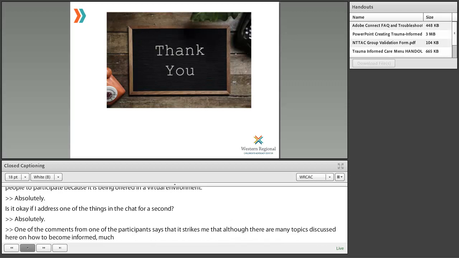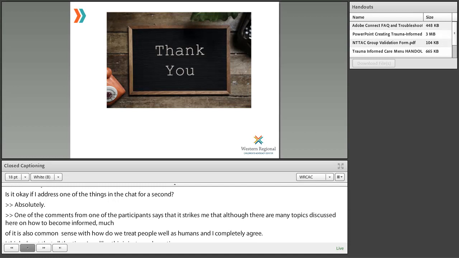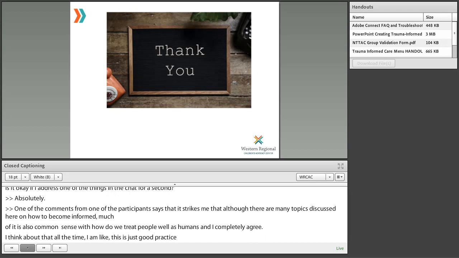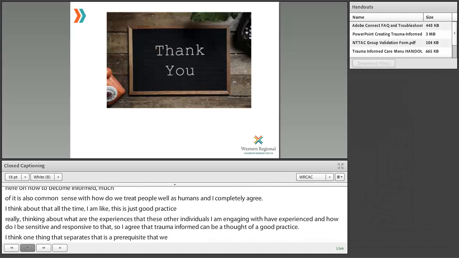I'm like, this is just good practice, really. Thinking about what are the experiences that these other individuals that I'm engaging with have experienced, and how do I be sensitive and responsive to that? I definitely agree. I think trauma-informed can also just be thought of as good practice. I think one thing that separates it is there is a prerequisite that we need the baseline knowledge of understanding trauma and its impacts in order to do that work. So I just wanted to shout out that comment because I really appreciate it. Yeah, I liked that comment as well.